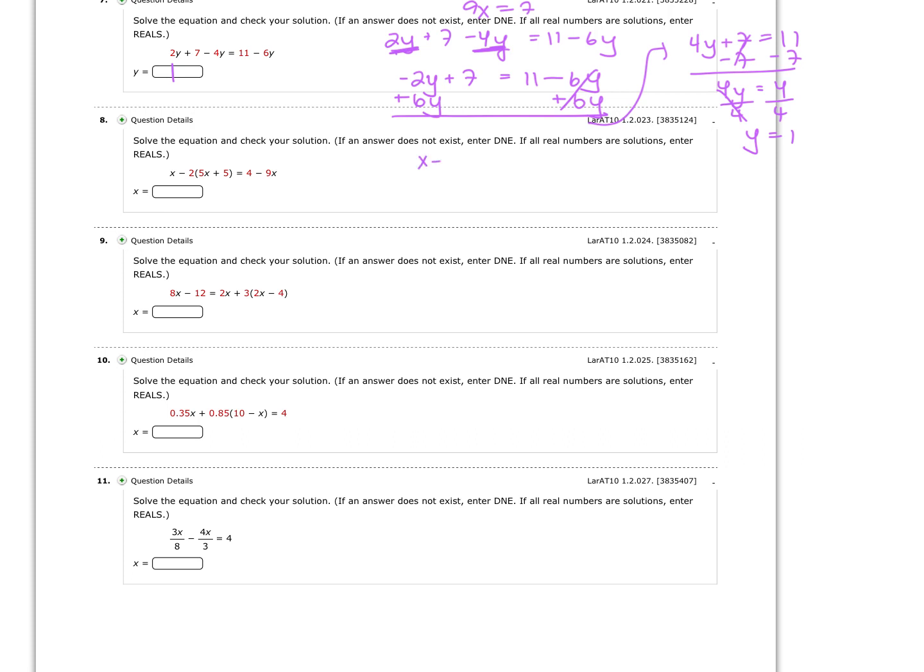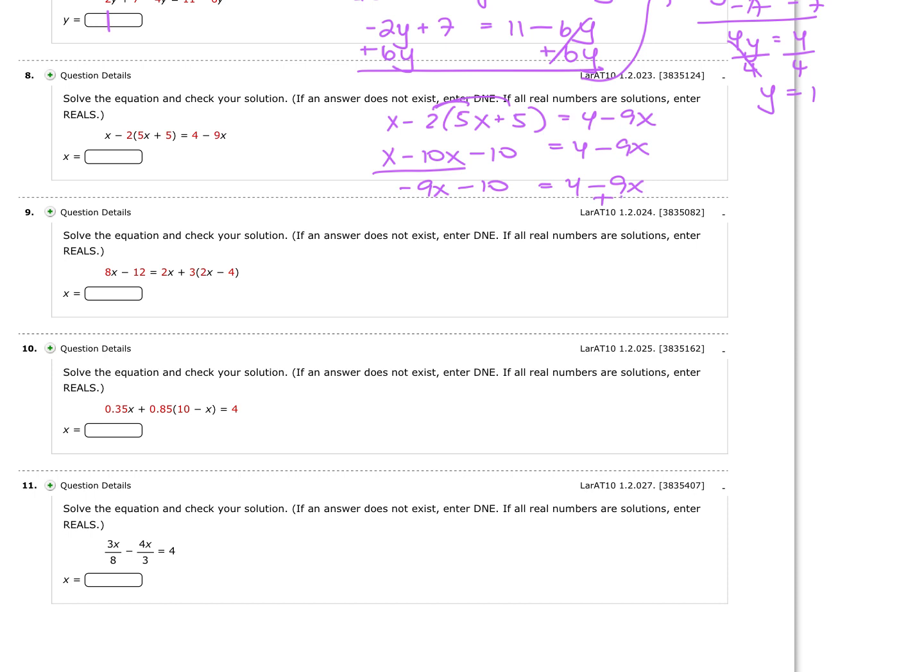Again, x minus 2 times 5x plus 5 equals 4 minus 9x. Again, I have to simplify my sides first, and I notice that I have this distributive property that I'm going to have to use here. So I'm going to distribute the 2, minus 10x minus 10 equals 4 minus 9x. Now I'm going to look for like terms, and I see that I have 2 of them, so that's going to equal minus 9x minus 10 equals 4 minus 9x.